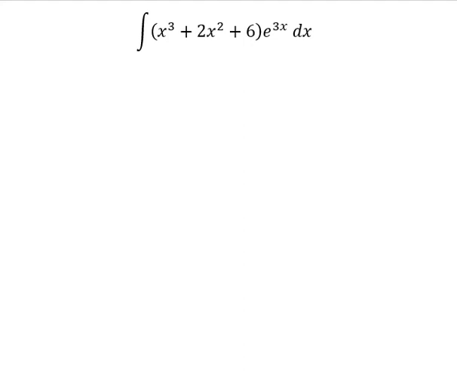Hello everybody, so today I will talk about calculus. The topic today is about integration. So now I will show you how to answer. We need to use integration by parts.